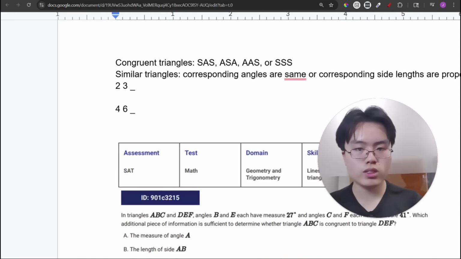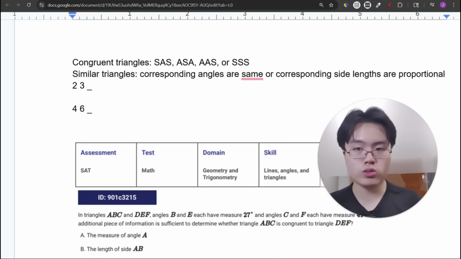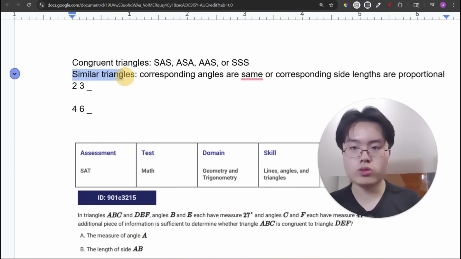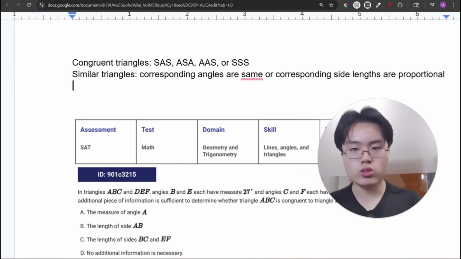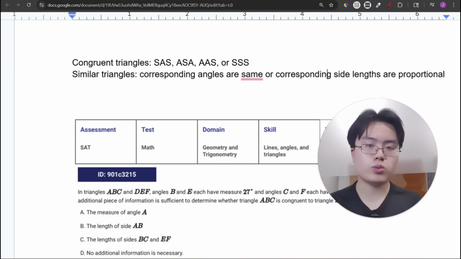Okay, so there are two ways. Don't get this confused with congruent triangles, my bad. For similar triangles, you can show that all the angles are the same, or I guess two of the angles are the same, and or all the sides are proportional to each other.